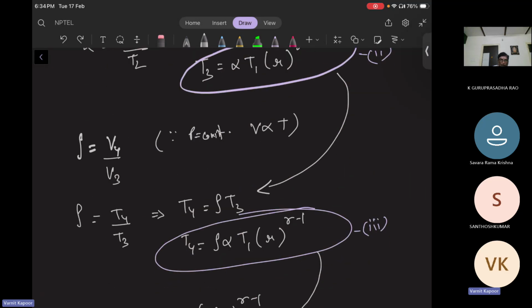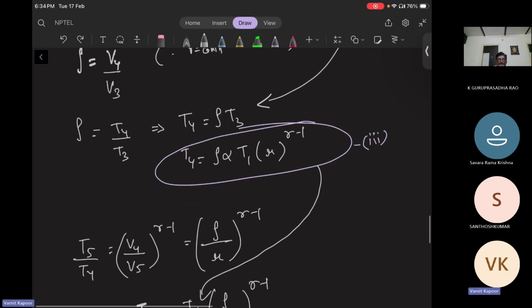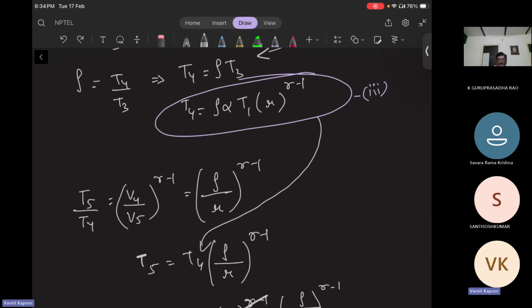Then for the next, rho is V4 by V3, that is your cutoff ratio, and this is a constant pressure process. So volume will be proportional to temperature, so rho will be T4 by T3. T3 can be written again from here, and you get T4 in terms of T1. Finally, T5 by T4 is for the isentropic expansion process, so it is V4 by V5 to the power of gamma minus 1. Since V5 by V4 is r by rho from the expansion ratio we saw, V4 by V5 will be rho by r to the power of gamma minus 1.